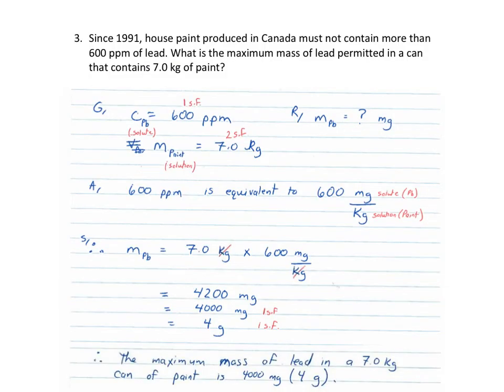So taking a look at question number 3 now. Now we move away from the percent concentration expressions and move into some of the part per million expressions. Remember that these part per million expressions are used for really low concentrations. Here we are told that we have a 600 ppm solution of lead, and we're trying to find out the maximum mass of lead in 7 kilograms of paint.